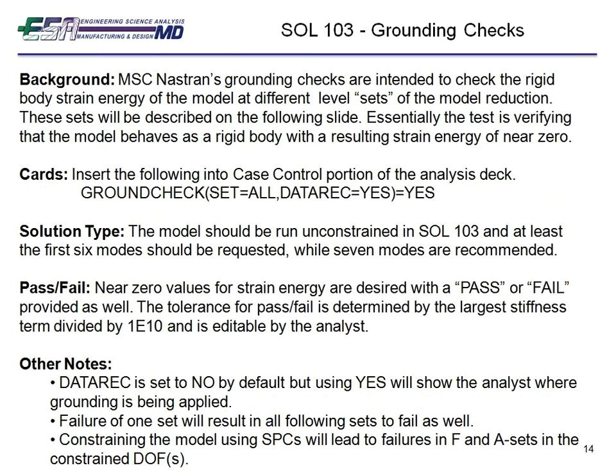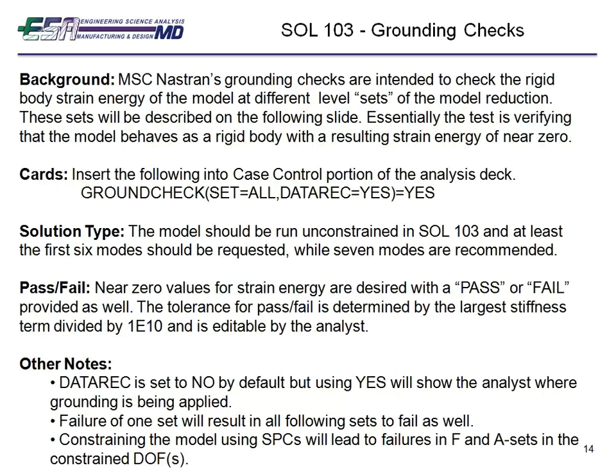When running Solution 103 free, you also want to run ground check. Nastran's grounding checks are intended to check the rigid body strain energy of the model at different level sets as the model is being reduced. And I'll describe these sets on the following slide. Essentially, we're verifying that the model behaves as a rigid body and has no or near zero strain energy due to unintended constraints. So you want to use the GROUNDCHECK card in the case control, and it's recommended that you use SET equals ALL and DATAREC equals YES.